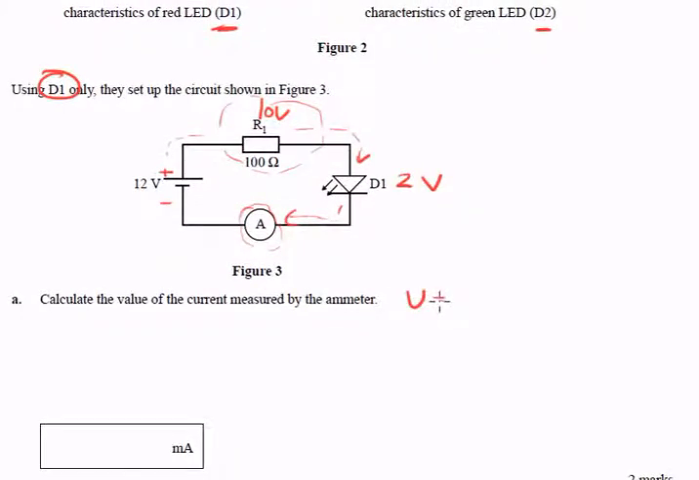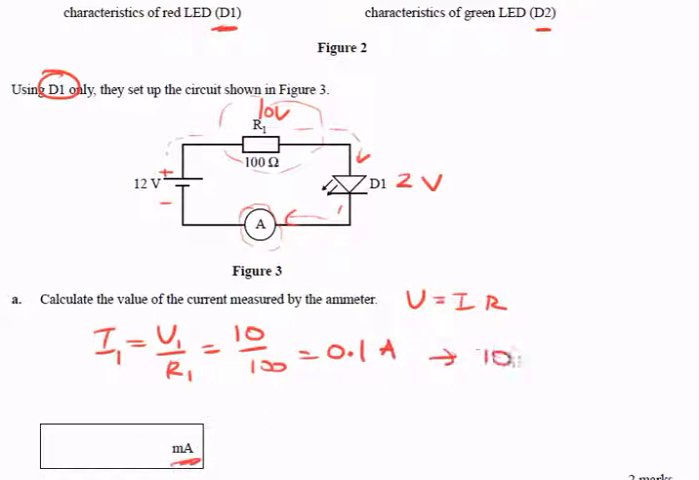So this is just using your simple V equals IR. If I rearrange that to find I, I get I equals V over R. And I put a 1 beside it, so I know that I'm looking at the current through 1, the voltage at 1, and the resistance at 1. So the voltage here was 10 volts and the resistance is 100. 10 divided by 100 is 0.1 amps. And put that into milliamps because they've asked for it in milliamps. It is 100 milliamps. You times it by 1,000 to put it into milliamps. So there's my 100 milliamps, the first one.